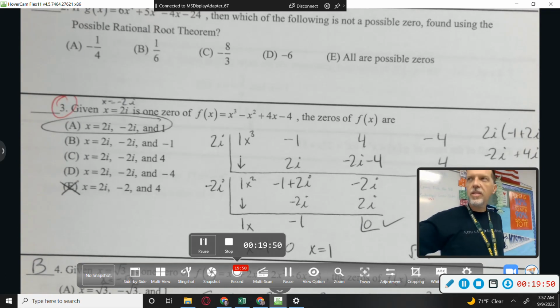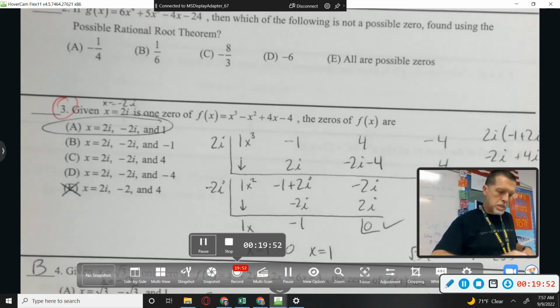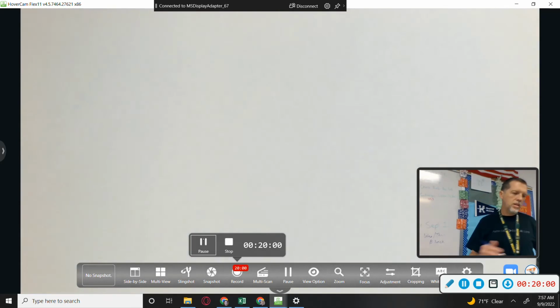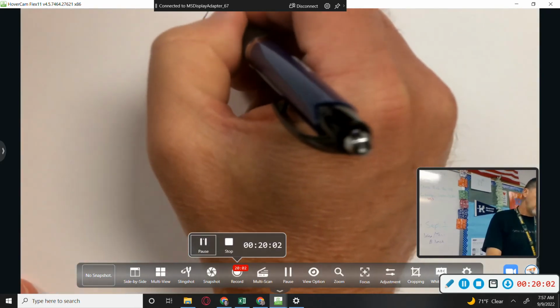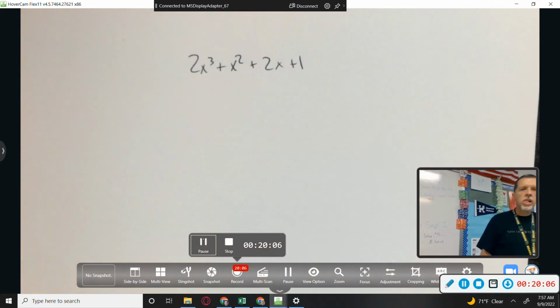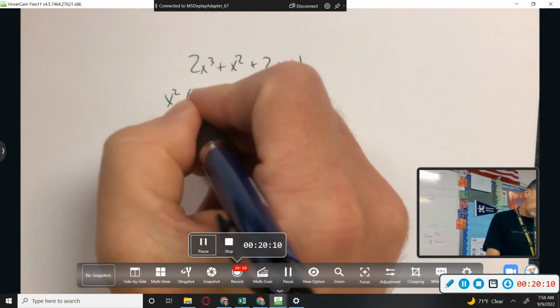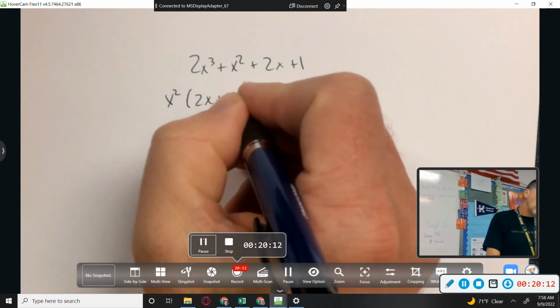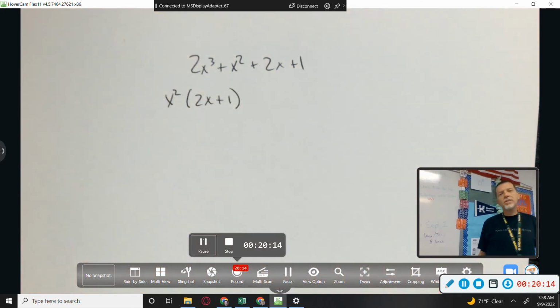Yes, sir. So when you're grouping and you get, like, say the equation is 2x cubed plus x squared plus 2x plus 1, and then you take out the x squared, but then it's still 2x plus 1. You have to take out anything. Like, what do you put? Oh yeah, good call. So like, what do I take out?